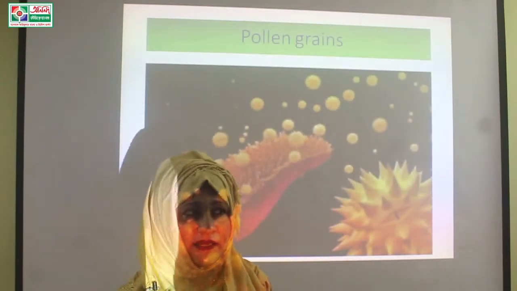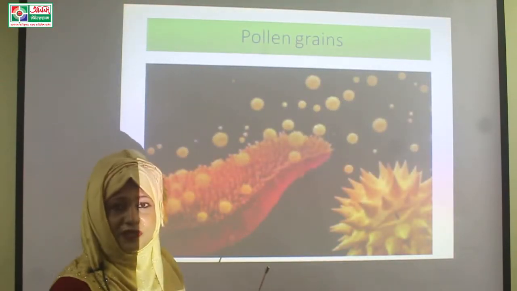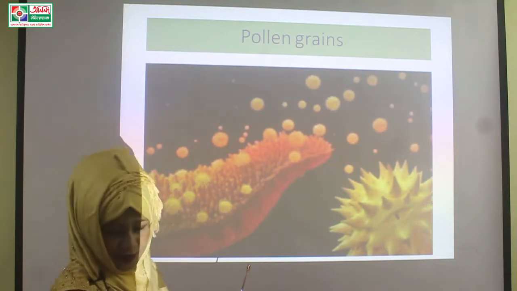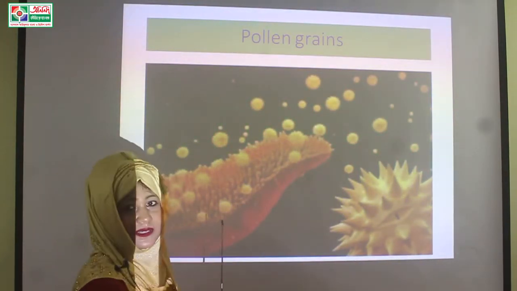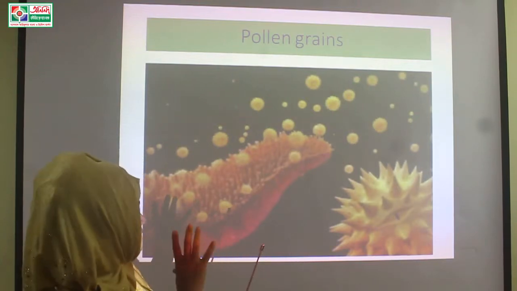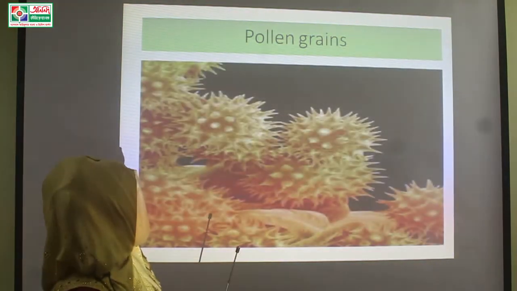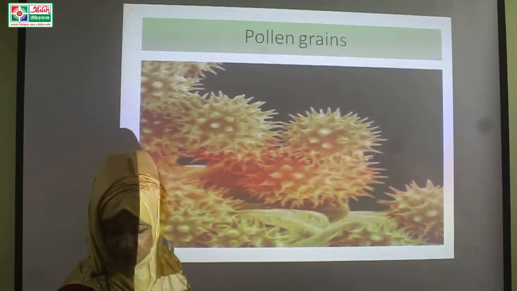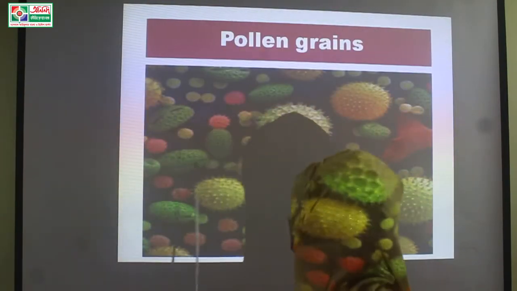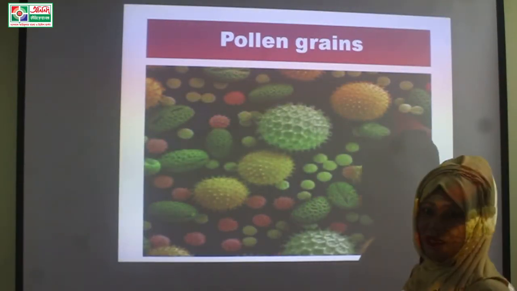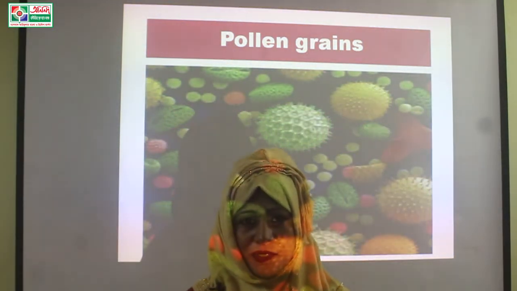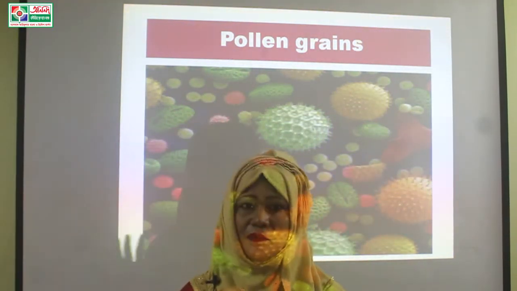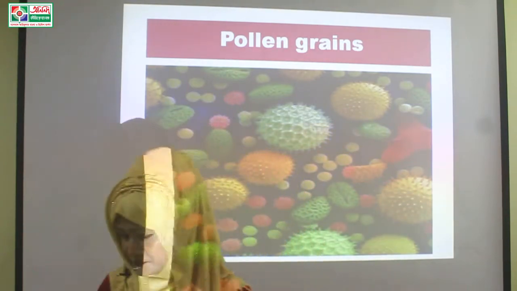I will describe the whole structure after showing the figures. These are the pollen grains. Pollen grains look like this. This is also a pollen grain. This is also a pollen grain. Now I will show how the pollen grains are produced inside the Microsporangium, right?